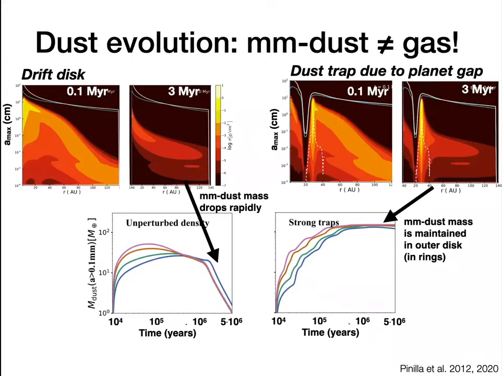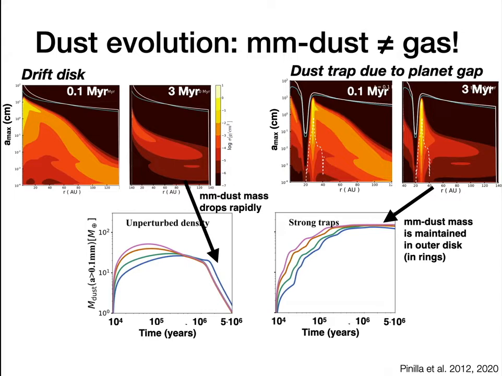So if we now feed this back into the idea of how a dust disk evolves with time, and this was a very nice work by Paula Pinilla, you can essentially say that we have two types of disks, two types of dust evolution. Either a disk without pressure bumps, which will evolve through radial drift, so the dust mass drops rapidly over a few million years, or we have a disk which contains a planet gap and therefore a dust trap, where the dust will drift towards this pressure bump, towards the dust trap, and then stay there.